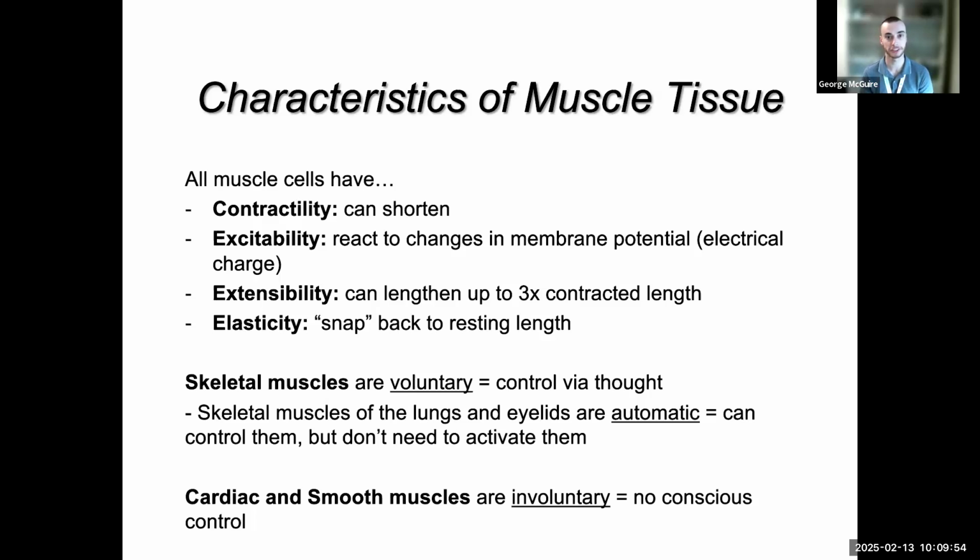So cardiac and smooth muscles, on the other hand, are completely involuntary. You do not have any cognitive control over their function. You cannot tell your heart to beat faster. You cannot tell the smooth muscles of your stomach to churn the food that you are digesting and push it into the small intestine, right? The muscles that are controlling those types of functions are completely involuntary and out of your control. Those are viscerally controlled.